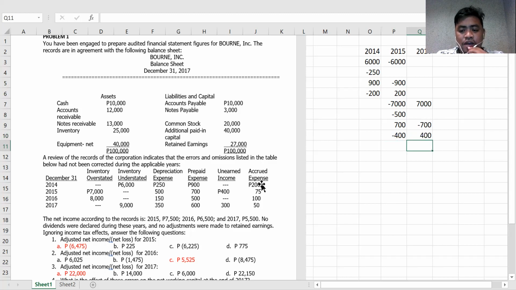And lastly, accrued expenses. What was our explanation for this earlier? The expenses you accrued are short by 75. If the expense is understated, then your net income is overstated by 75.